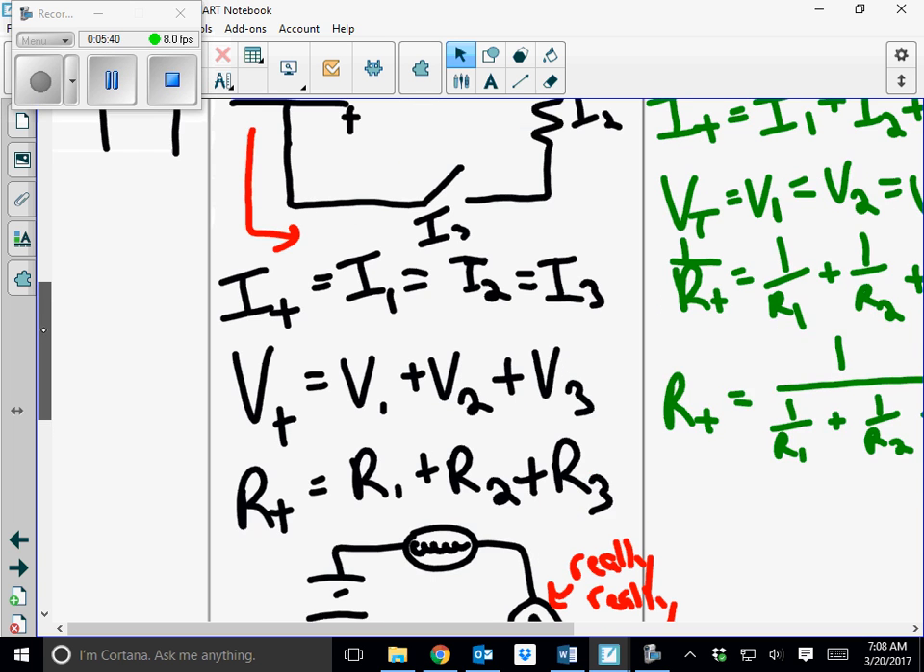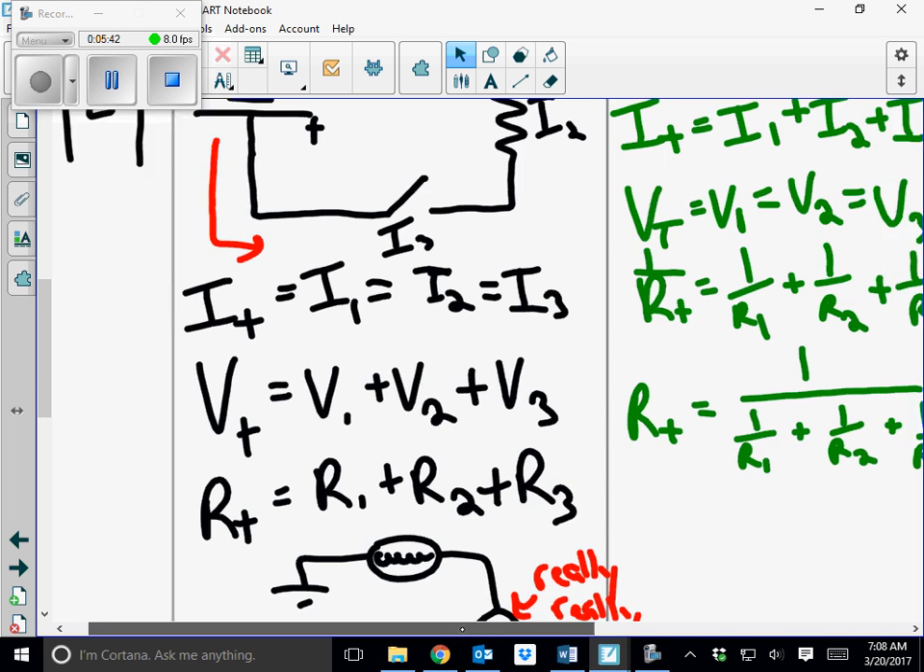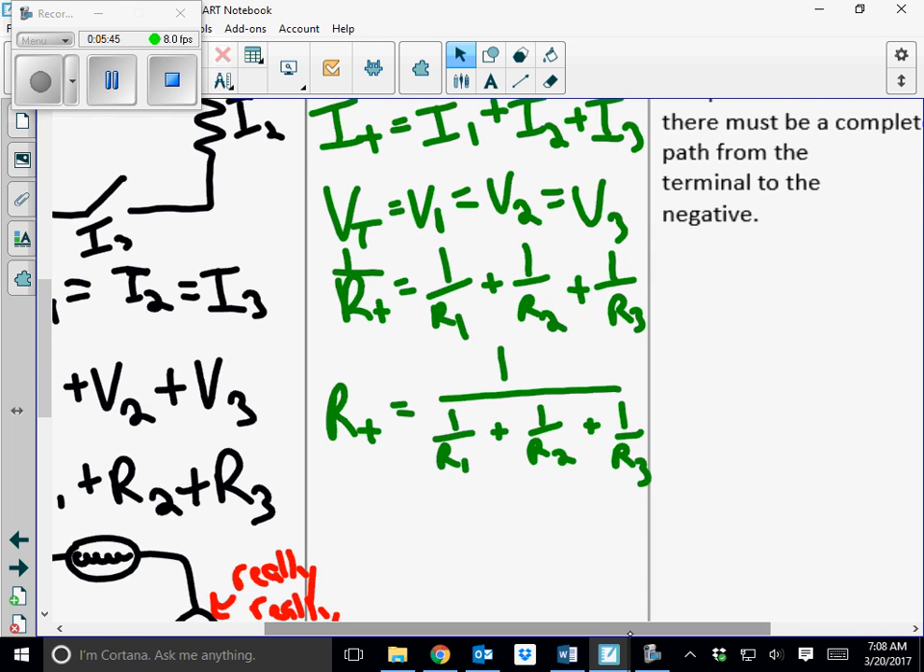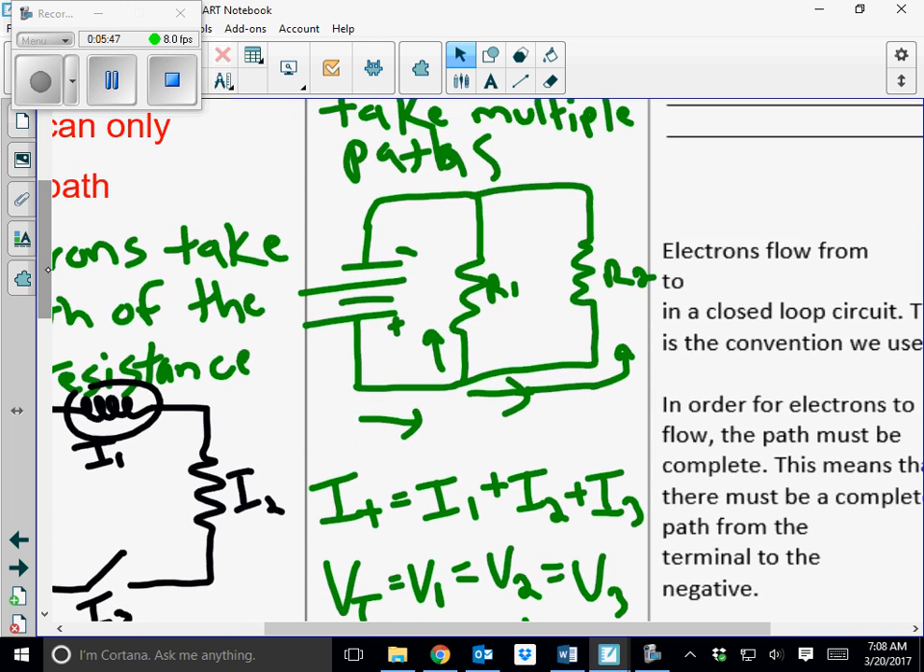Now, the equations change slightly for a parallel circuit. Remember, a parallel circuit is one in which electrons can take multiple paths. So as you see here, the electrons come out of the positive, and they can either split and go through R1 or split and go through R2.